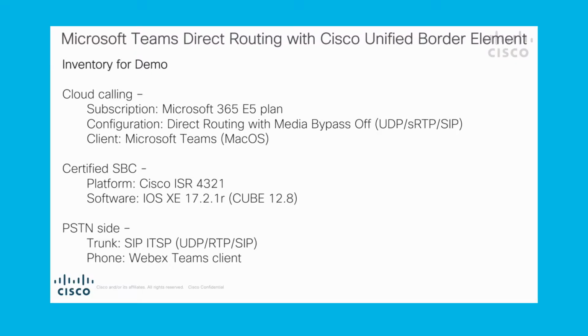In this demo, I will be using a Microsoft 365 E5 plan configured for direct routing with media bypass off. CUBE is a feature set of the IOS XE router operating system, which runs on the ISR, ASR and CSR platforms. I will be using the Cisco ISR 4321 running IOS XE 17.2.1r. This version or a later version is required for the Microsoft Direct Routing solution. On the PSTN side, I have a SIP trunk to a SIP service provider.